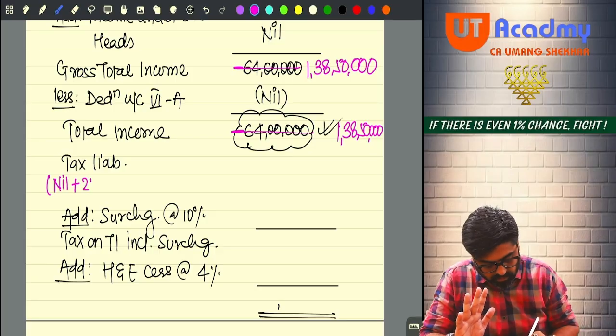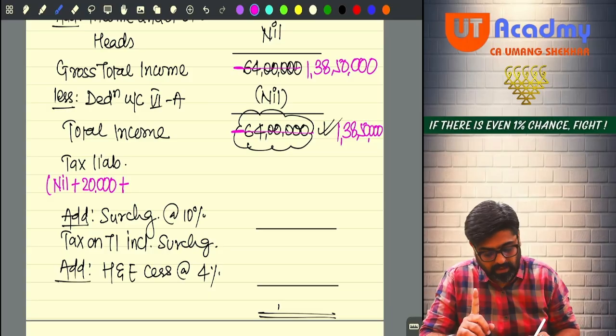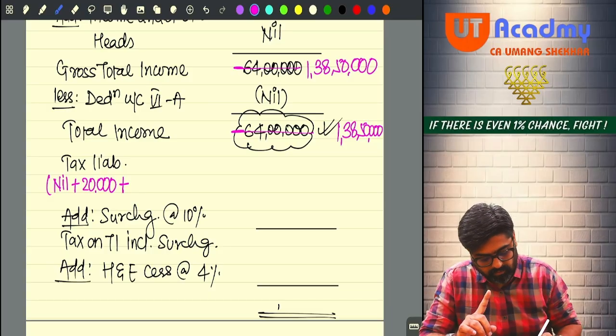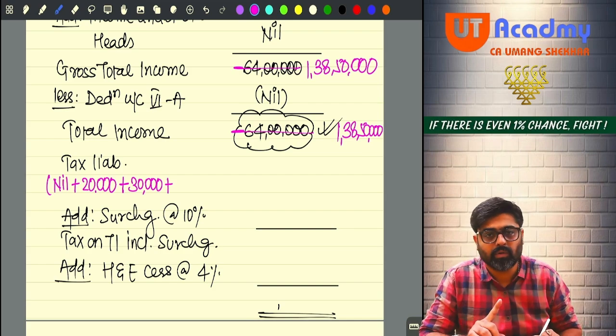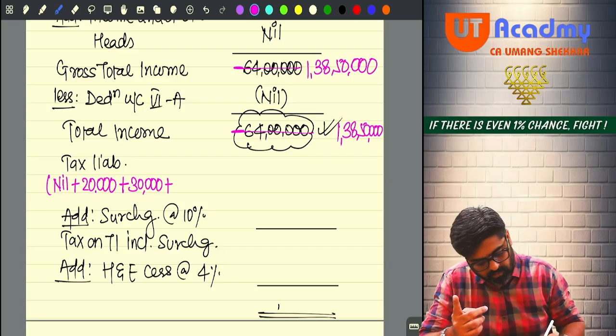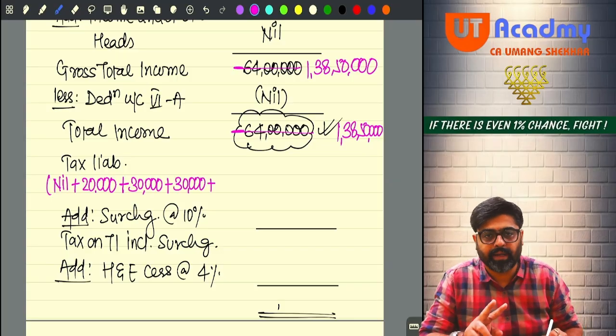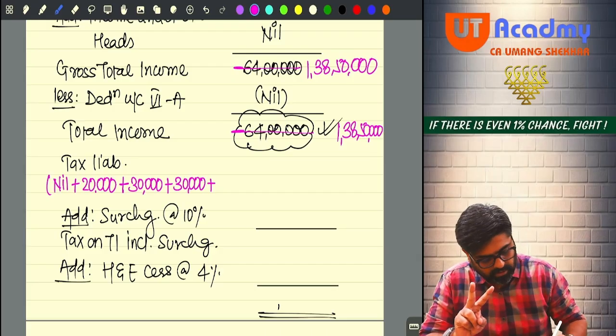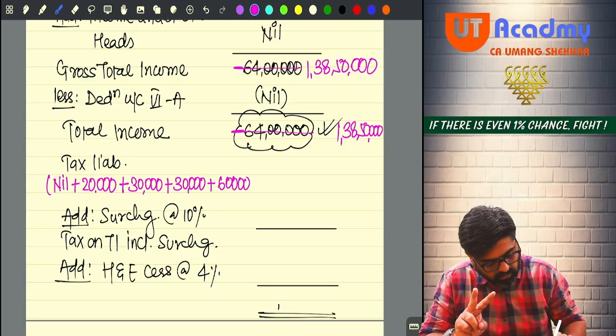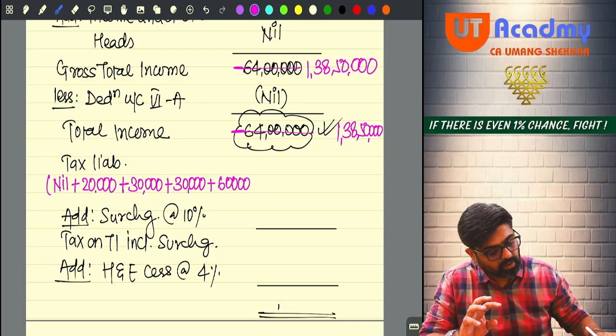Then 3 lakh to 7 lakh, 5%: 20,000. 7 lakh to 10 lakh, 3 lakh. On that 3 lakh, 10% will be 30,000. Then 10 lakh to 12 lakh, 2 lakh. On that 2 lakh, 15% will again be 30,000. 12 lakh to 15 lakhs, 3 lakhs. On that 3 lakh, 20% will be 60,000.